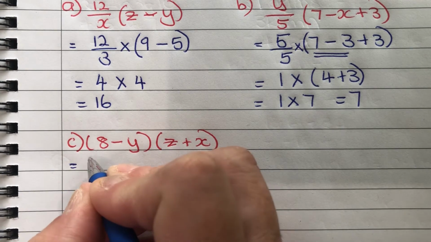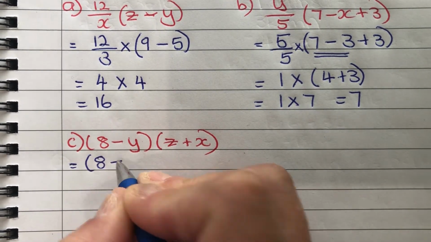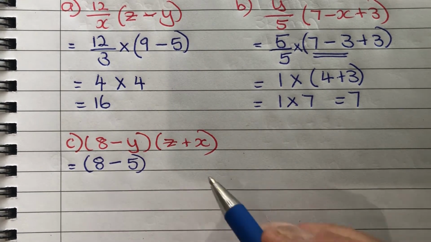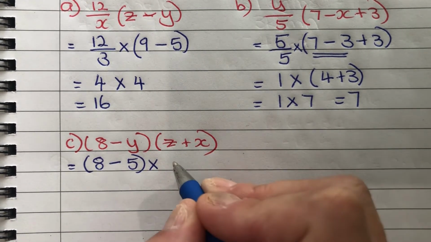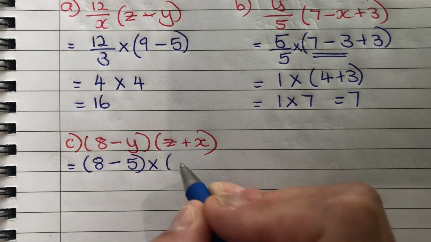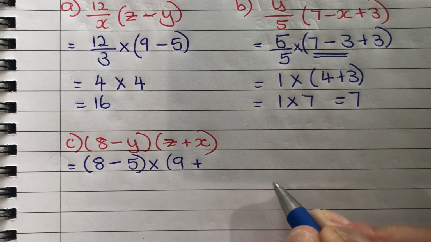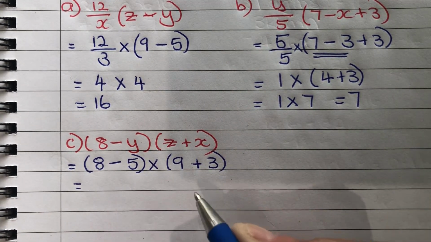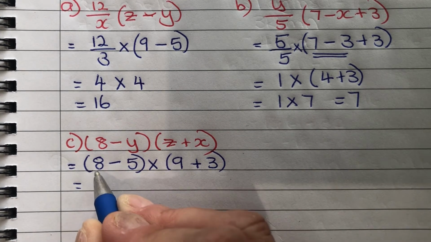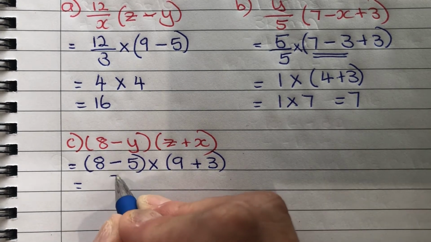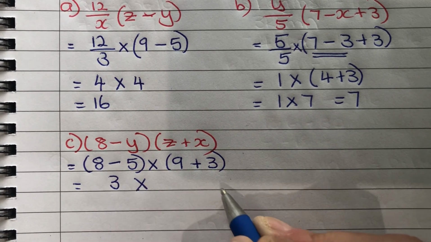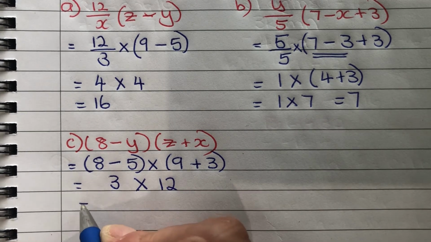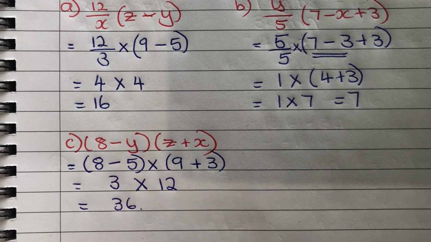Let's do this one together. So we're going to do 8 minus Y is 5. Now a bracket sitting next to a bracket means multiply, so I'm going to put that in there so I don't forget. Z is 9 plus X is 3. Okay, now we can do both these brackets at the same time if we want. 8 minus 5 is 3, multiplied by 9 plus 3 is 12. And our answer is 36.